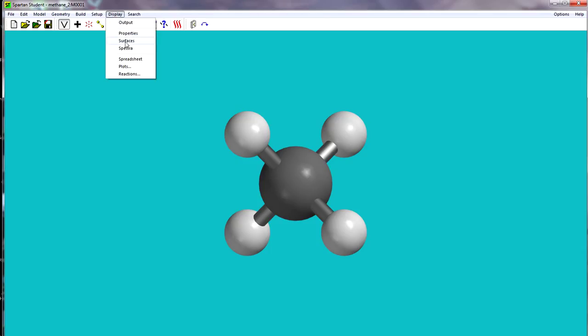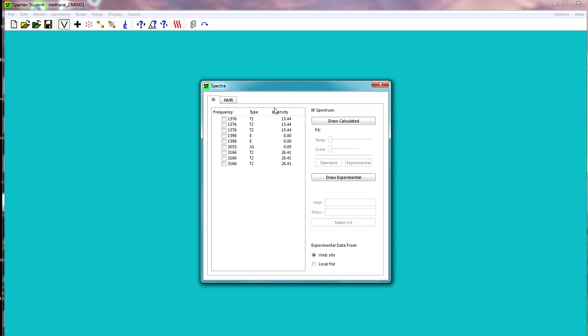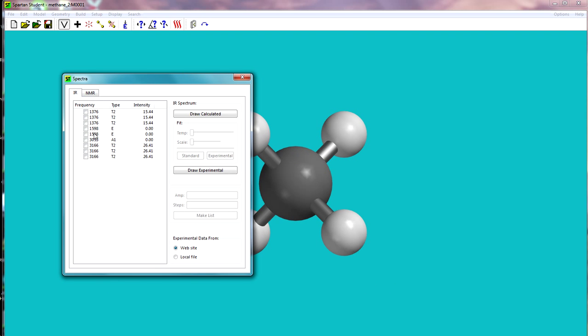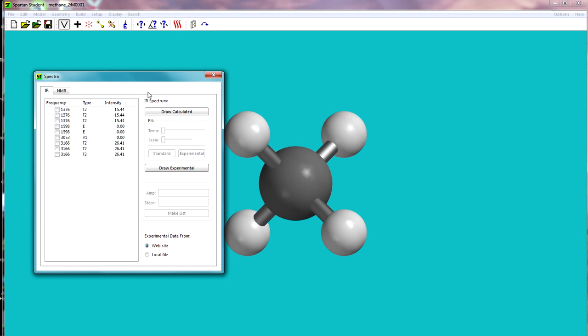All right, let's display the spectra. Now you can see the frequencies in wave numbers here and the intensities. Now, methane has five atoms, CH4. There are 3 degrees of freedom for each atom, so 5 times 3 is 15 degrees of freedom, but three of them are translation and three of them are rotation. So it's 15 minus 6, which is 9. And you can see we have 3, 6, 9 vibrations.